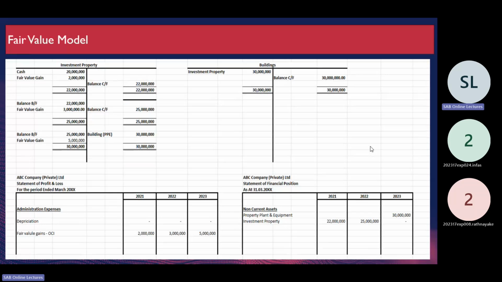Then, as per the question, it is transferred to a warehouse. LKAS 16 is applied, and in the fair value model, we should transfer at the fair value amount of this property. In the statement of financial position, we can represent it under investment property in 2021 and 2023, and property, plant and equipment in 2022.